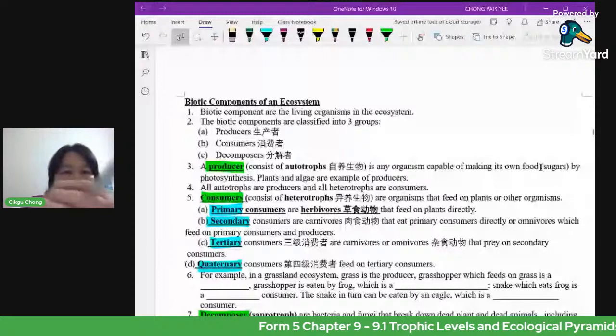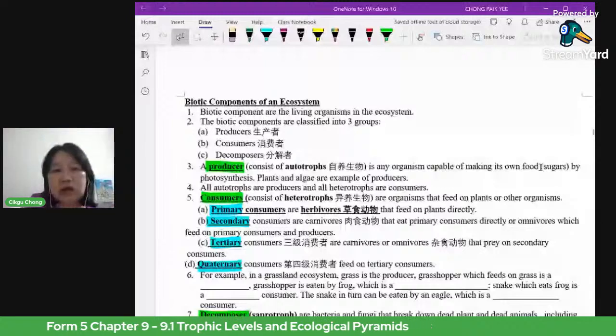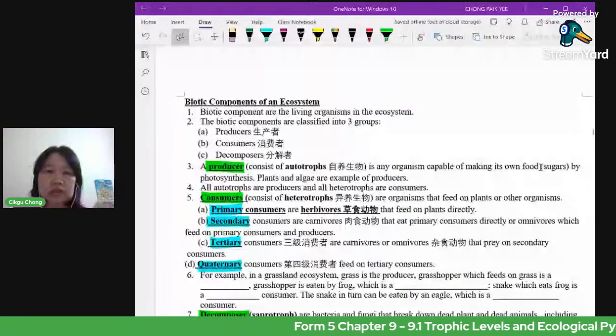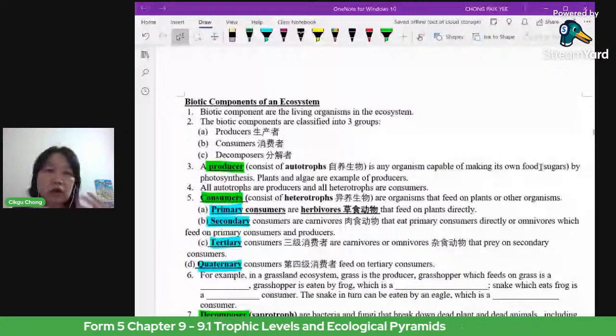Okay, all autotrophs are producers, and all heterotrophs are consumers. Heterotrophs are organisms that rely on another organism for food and their nutrition. So they are consumers. They can't make their own food. Heterotrophs are the ones that cannot make their own food.